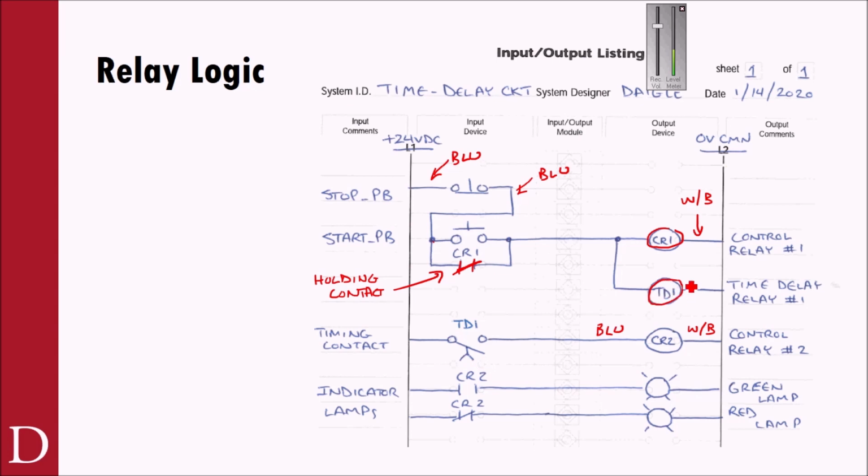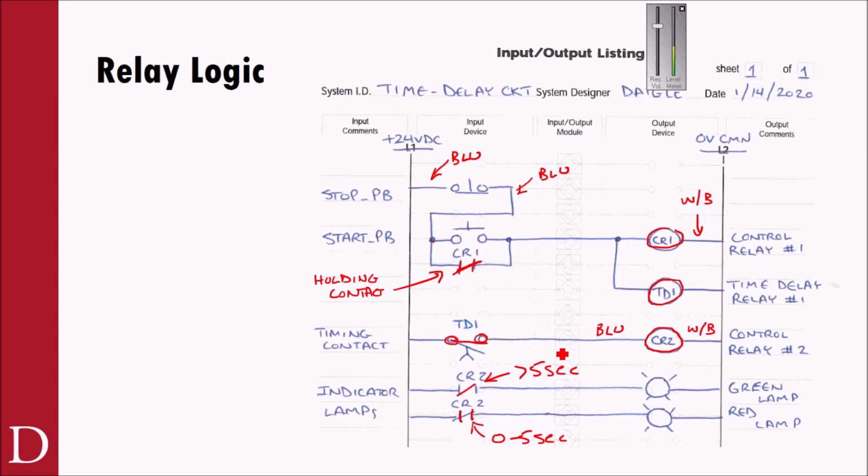So now this coil's energized and it's ticking away, whatever it's set to: 5 seconds, 1 1000, 2 1000, 3 1000, 4 1000, 5 1000. When that happens, this contact's going to close, energize CR2, and so for the first 5 seconds, I had a red lamp from 0 to 5 seconds.